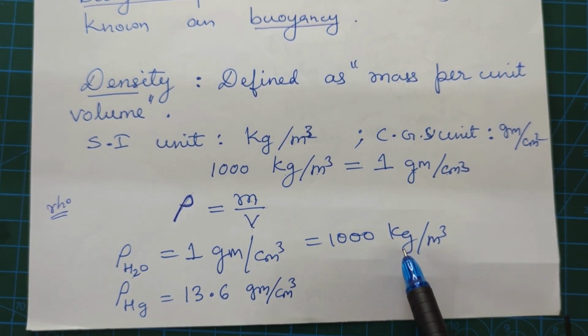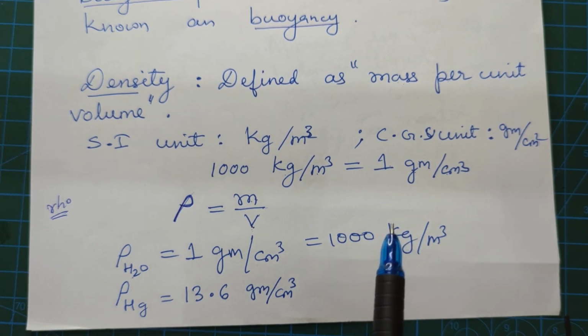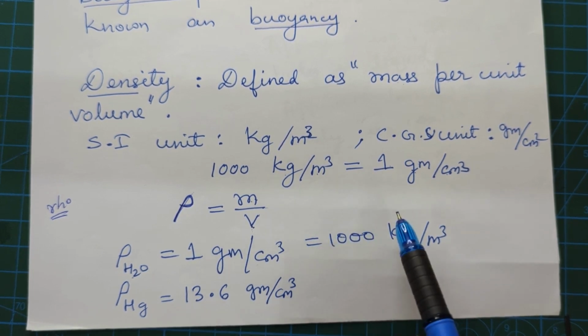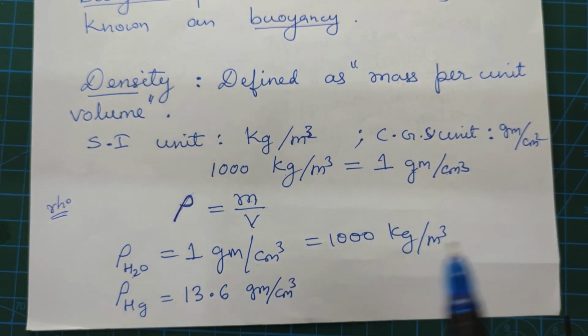Density of ice is 0.9. That means when an ice cube is placed on water, 90% will be inside water, 10% is outside. Why? Because density of water is 1, density of ice is 0.9. So 90% water and ice are the same, that is why they will be together. That 10% they are different. So 10% of the ice cube will be seen floating above water. Density of mercury is 13.6 gram per centimeter cube.